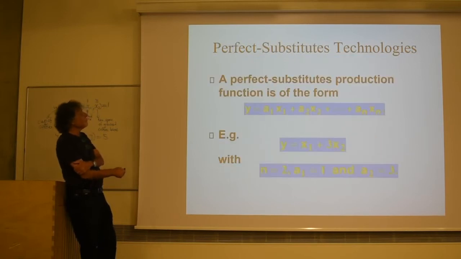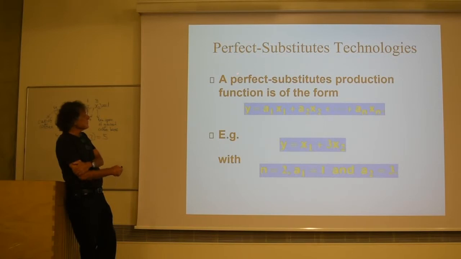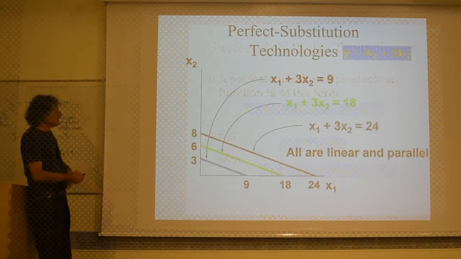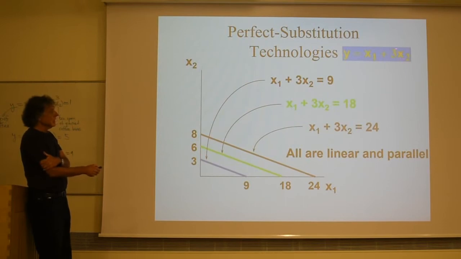And we move on to perfect substitutes. This was perfect complement goods. And this is perfect substitutes, namely a linear equation, y equals a1 x1 plus a2 x2 up to an xn. So an example, y equals x1 plus 3x2, a1 is 1, a2 is 3, and the number of inputs is 2. Let's take y equals x1 plus 3x2. And let's take 3 levels of output y. So if y equals 9, it will be this one.